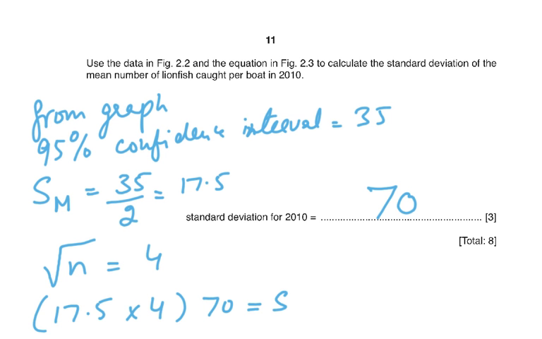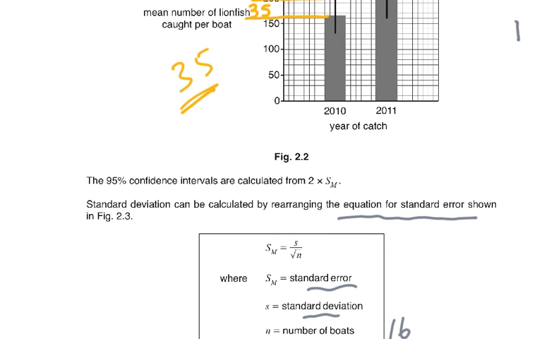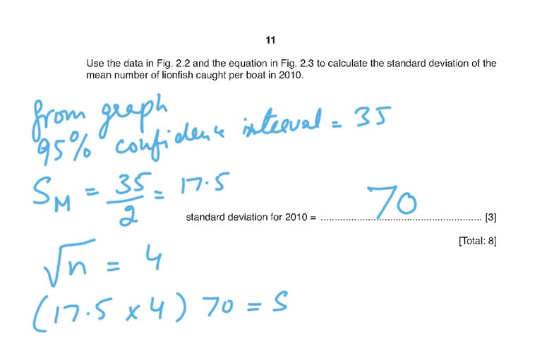Last part of the question: use the data in figure 2.2 and the equation in figure 2.3 to calculate the standard deviation of the mean number of lionfish caught per boat in 2010. And from the graph, the 95% confidence interval is 35, which I've just shown you, how we got the 35. And then we've got this here. So SEM is equal to 35 over 2, which is 17.5, and the square root of n is equal to 4. You know, n was 16. And then you get this answer, and this is 70. If you got 70, you got your 3 marks.